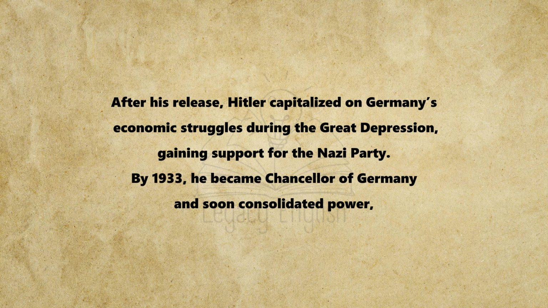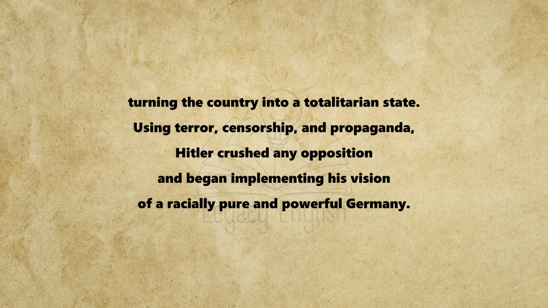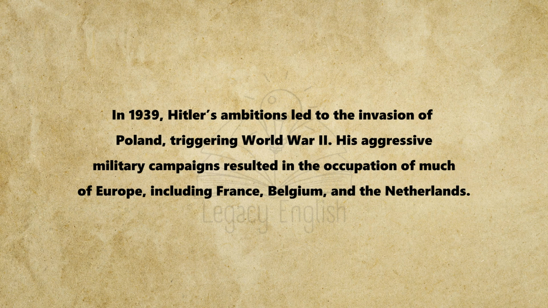After his release, Hitler capitalized on Germany's economic struggles during the Great Depression, gaining support for the Nazi Party. By 1933, he became Chancellor of Germany and soon consolidated power, turning the country into a totalitarian state. Using terror, censorship, and propaganda, Hitler crushed any opposition and began implementing his vision of a racially pure and powerful Germany. In 1939, Hitler's ambitions led to the invasion of Poland, triggering World War II.